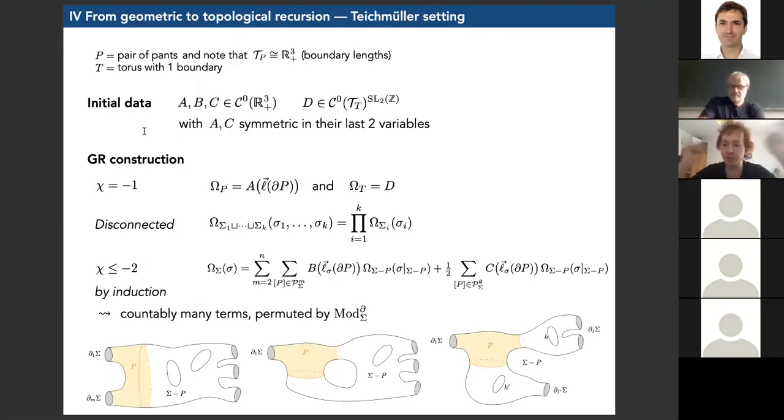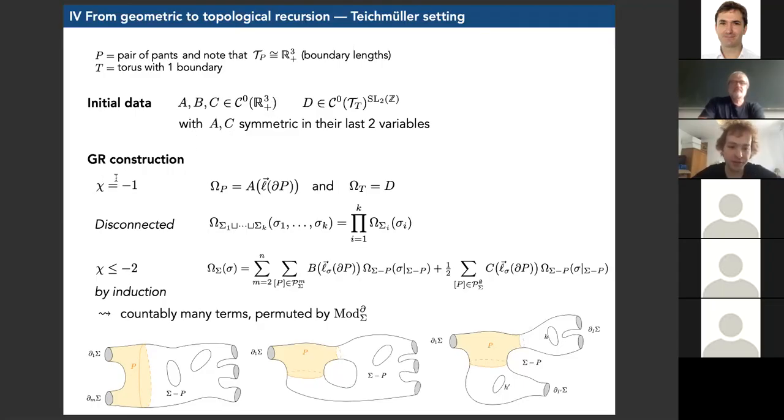For that, we have initial data that I still denote A, B, C, D. So A, B, C are attached to the pair of pants. So it's functions on the Teichmüller space of a pair of pants. And the hyperbolic metric of a pair of pants is just determined by the three boundary lengths. So it's a function of three variables. And D is a function on the Teichmüller space of the torus with one boundary.